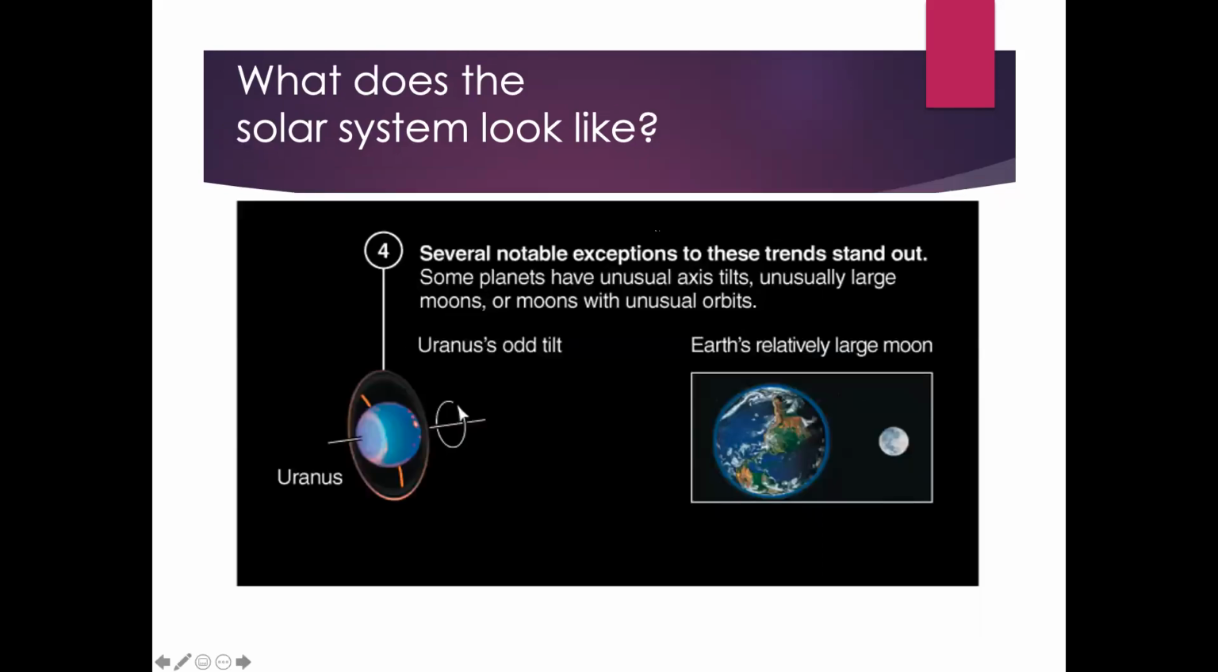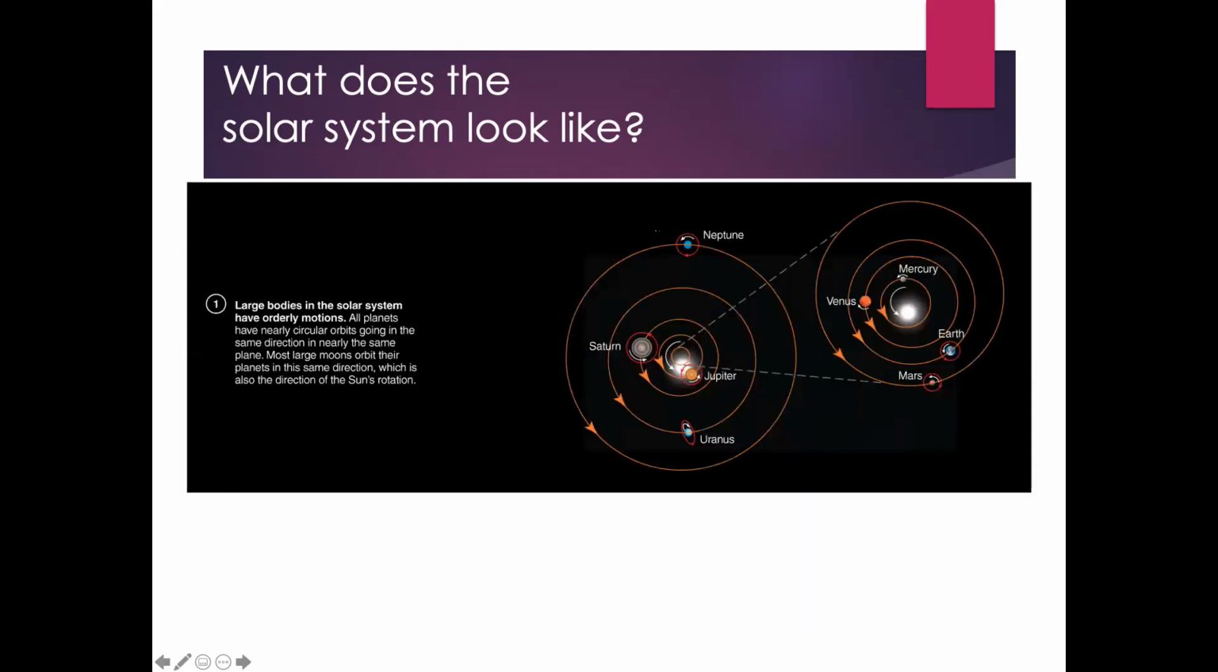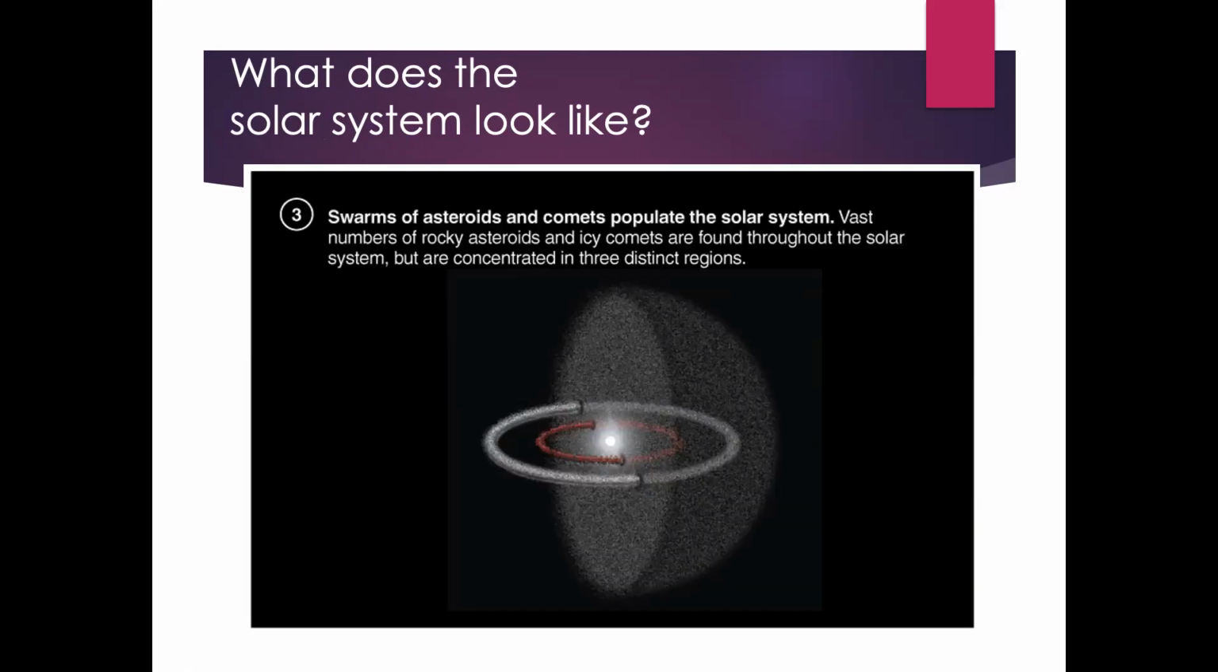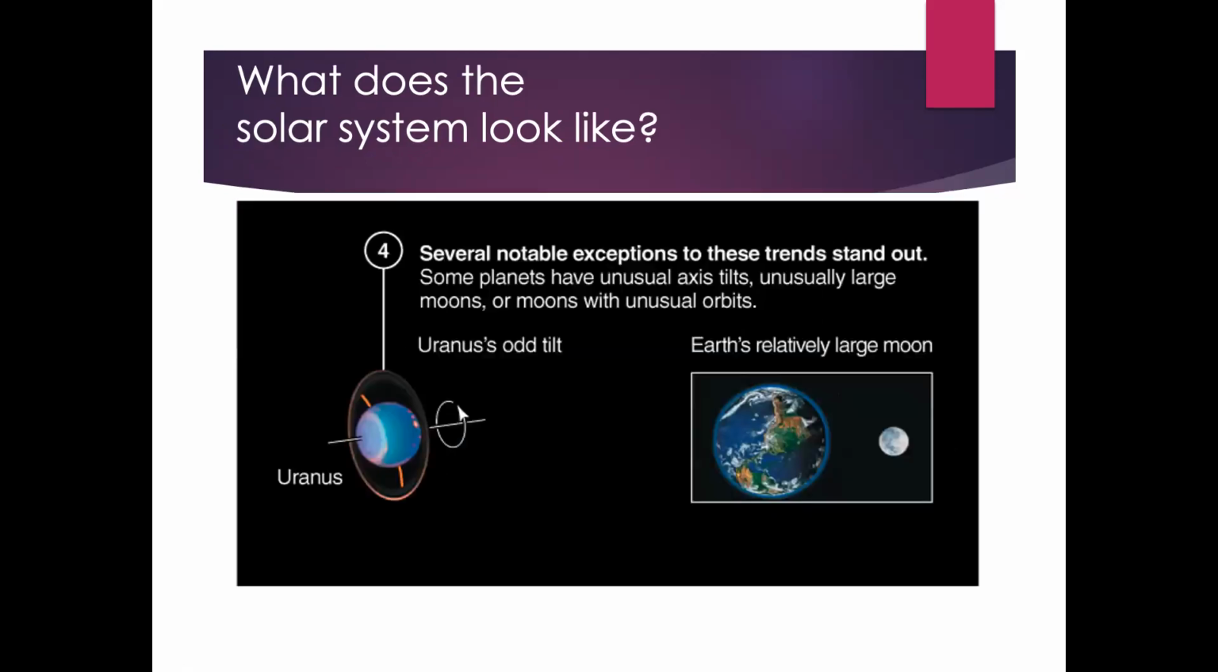But in addition to those other three, let's just look at the bullet points. Large bodies in the solar system have orderly motions. That's number one. Two, planets fall into two major categories, terrestrial or Jovian. Three, you would expect to find swarms of asteroids and comets in particular spots throughout the solar system. And four, there are exceptions to the rules. Nothing fits neatly in a box.